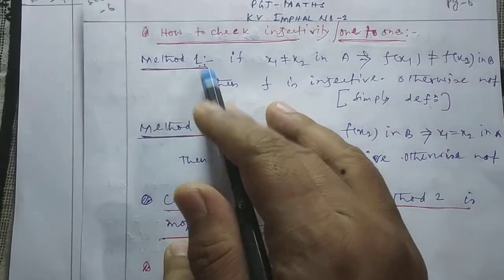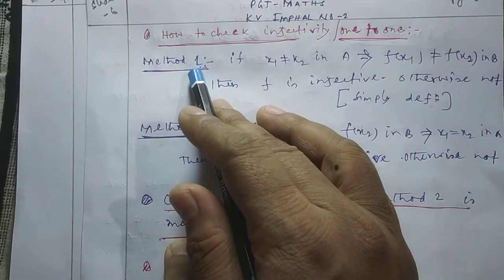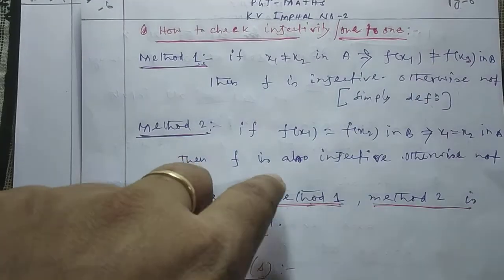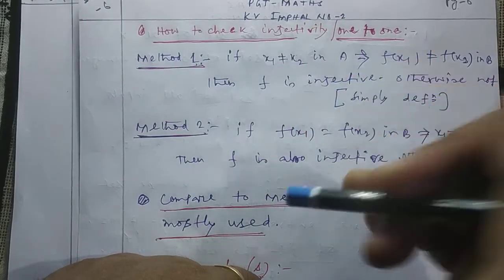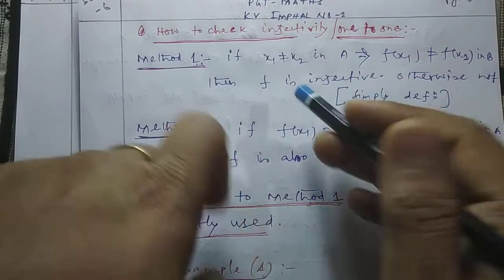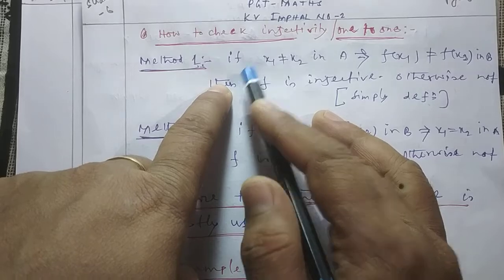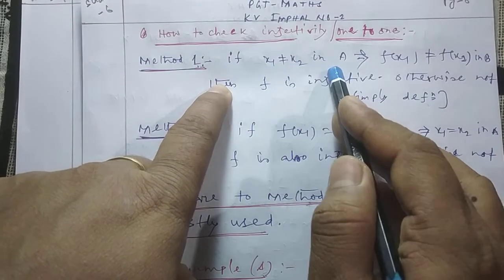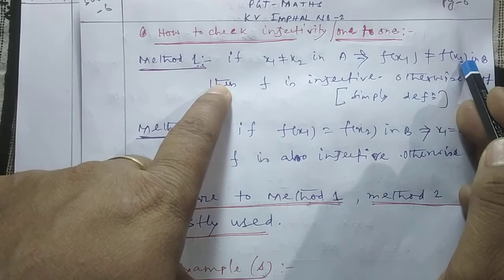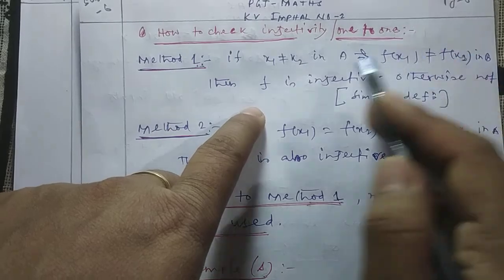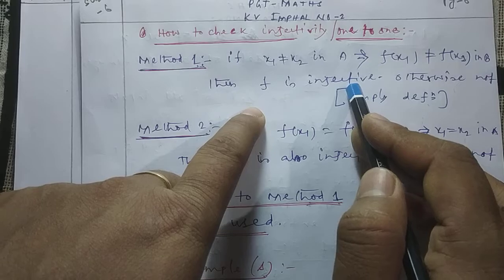Now look at method 1. Method 1 simply says, if a function f follows the definition, then it will be injective. That means if somehow we can check that x1 not equal to x2 in A implies f(x1) not equal to f(x2) in B, then f will be called injective.